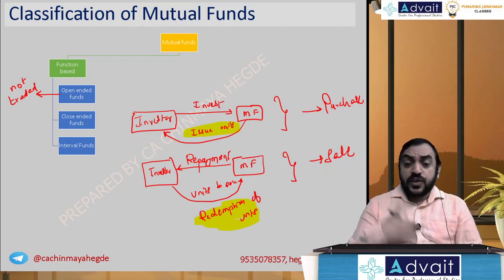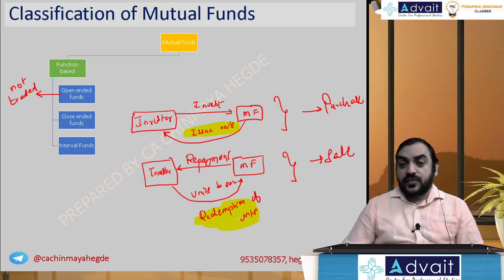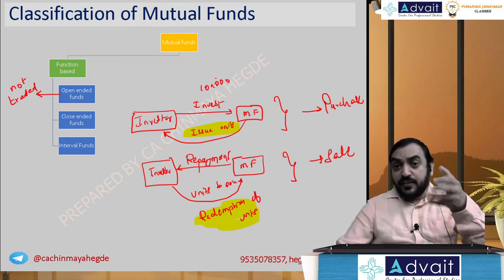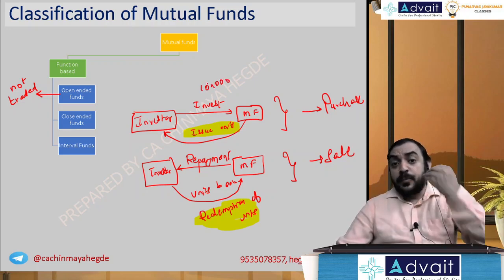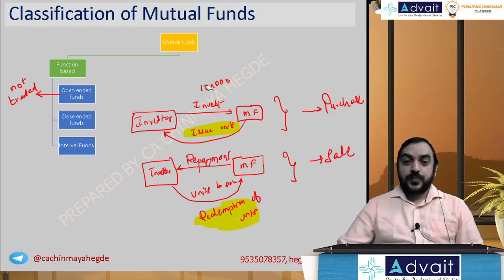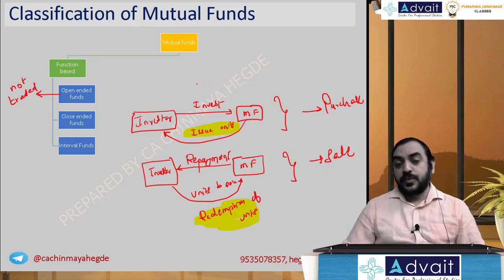And in this process, you can also invest fractional units, right? I told you, you can invest 1 lakh. They will compute NAV, 1 lakh by NAV, and however many units that comes to, they are forced to give it to you. Fractional units are possible.